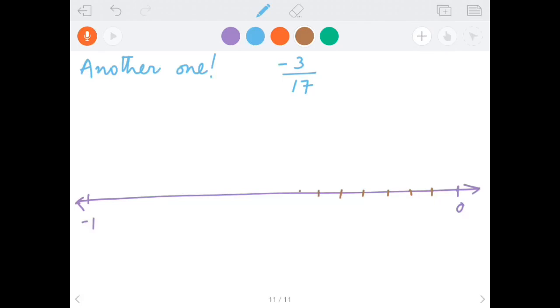5, 6, 7, 8, 9, 10, 11, 12, 13, 14, 15, 16, and there you go, that's your 17th part. And I'm going to find my third part and circle it. There you go, that becomes minus 3 by 17.